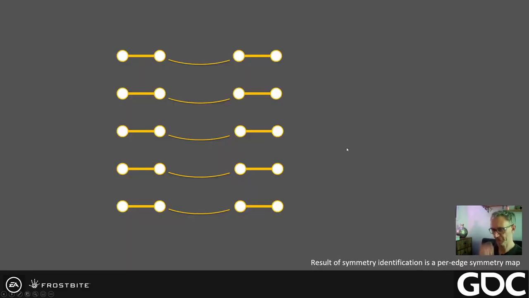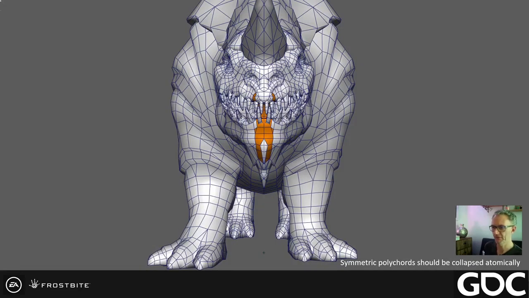But as I'm trying to show here, this is actually more complicated than it seems, because the actual symmetry map that we find is per edge. So we find that an individual edge is symmetric to another individual edge. And in the case where entire polychords are found to be symmetric, that's because there's a one-to-one symmetry relationship between their edges. But we don't actually find that polychords themselves are symmetric, rather it's all about edges.